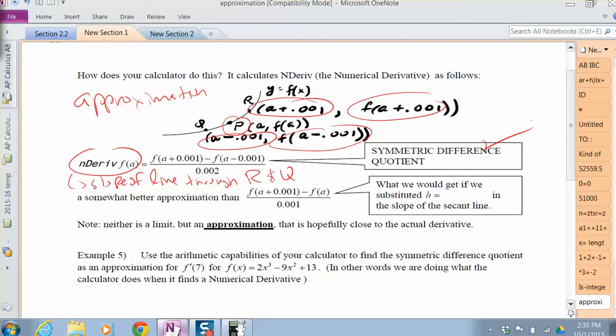A somewhat better approximation is right below, f of a plus 0.001 minus f of a over 0.001, where essentially we're substituting 0.001 in for h when we think about f of a plus h minus f of a over h. Now neither is a limit, so it's just approximations. But it does get us pretty close to the actual derivative.